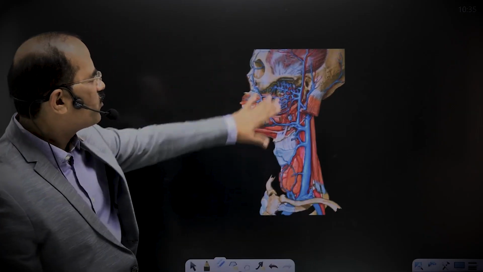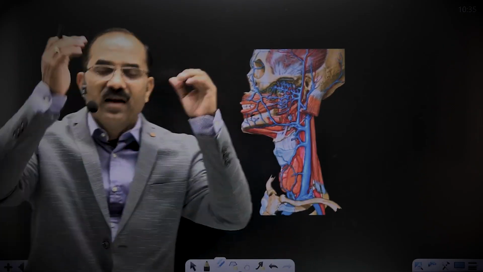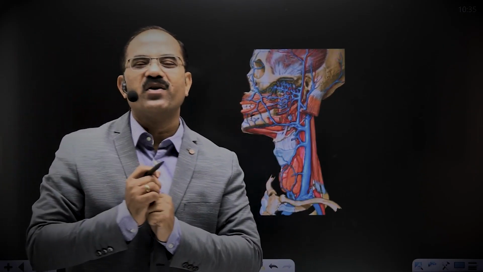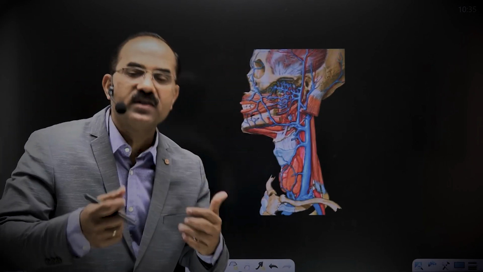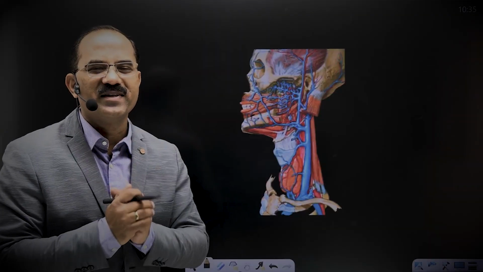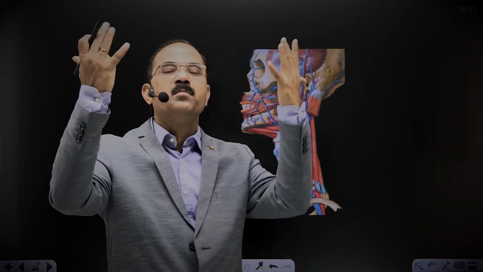This plexus of veins. What is this plexus of veins known as? The pterygoid venous plexus. Now we remove this pterygoid venous plexus. What do we find deep to it? The pterygoids. And you know, when the pterygoids contract, all these veins are drained out of the blood.